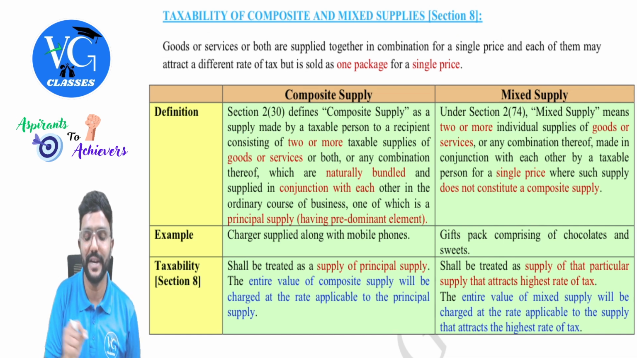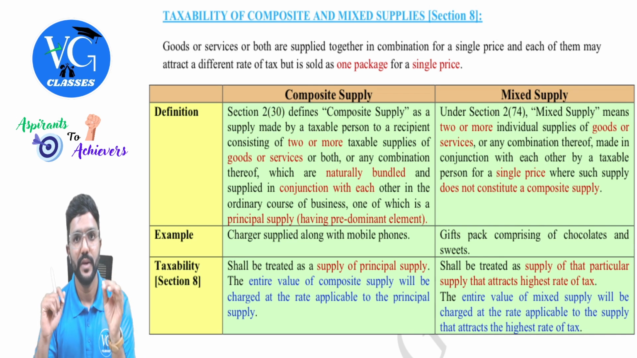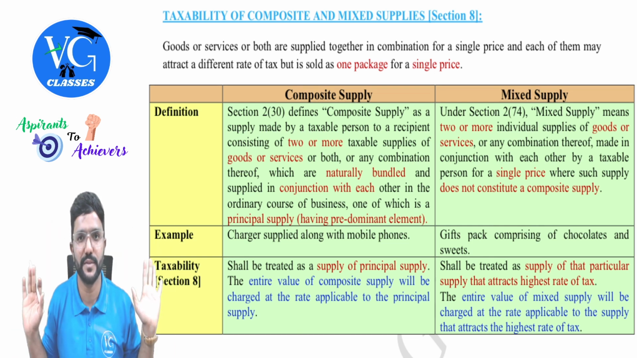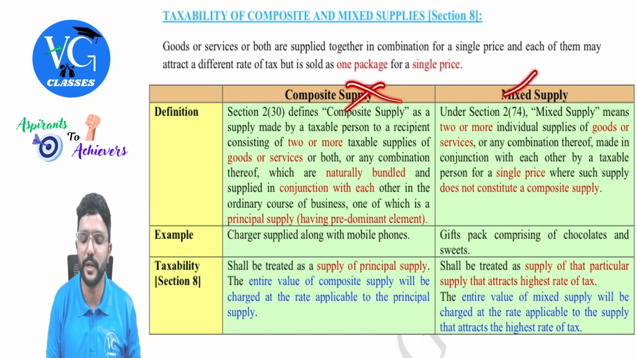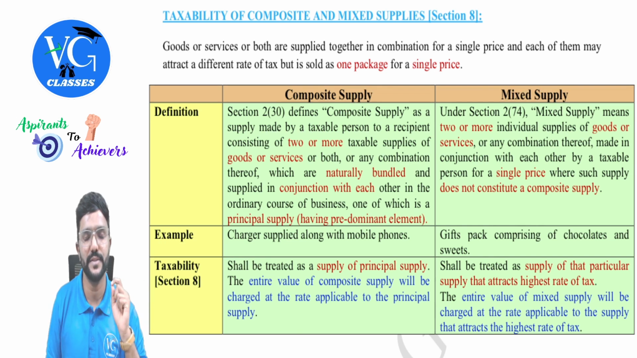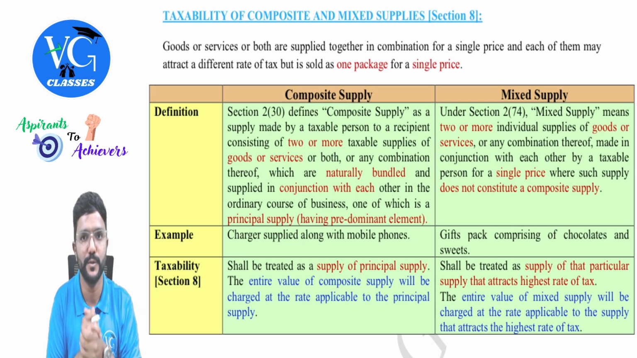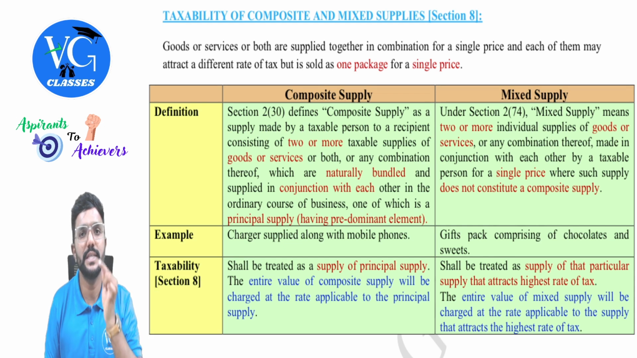But before that, we should understand what is composite supply and what is mixed supply. Guys, see, assume if two or more goods or services are supplied for individual prices, we never think about composite or mixed supply. Then when do we think about composite or mixed supply? Sir, when two or more goods or services or both in combination are sold for a single price.